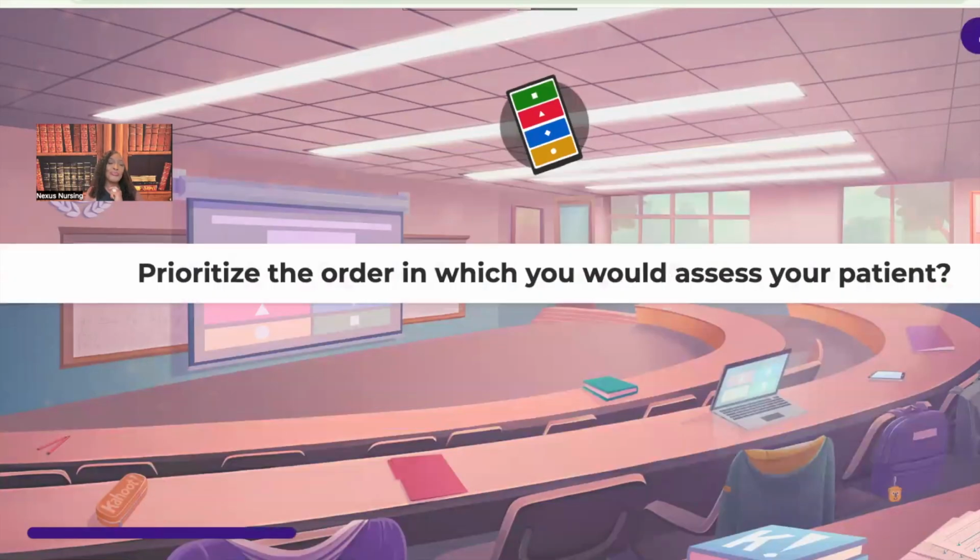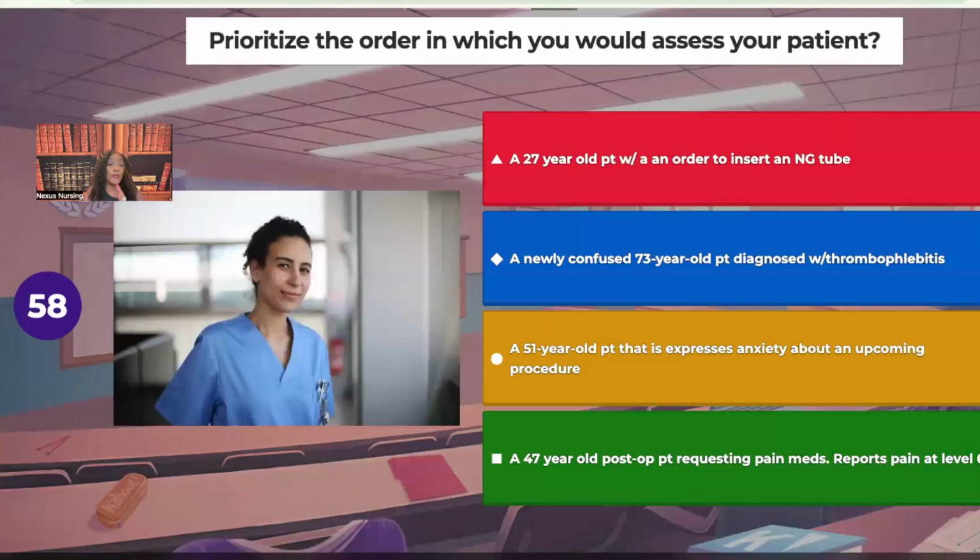Next question. Prioritize the order in which you would assess your patients. So here are the 4 patients. Which one would you see first, second, third, fourth? You have a 27-year-old patient with an order to insert an NG tube. Then you have a newly confused patient, 73 years old, diagnosed with thrombophlebitis. Then you have a 51-year-old patient that expresses anxiety about an upcoming procedure. And last, you have a 47-year-old patient requesting pain meds, reporting a pain level of 6 out of 1 through 10. Who are you going to see first?